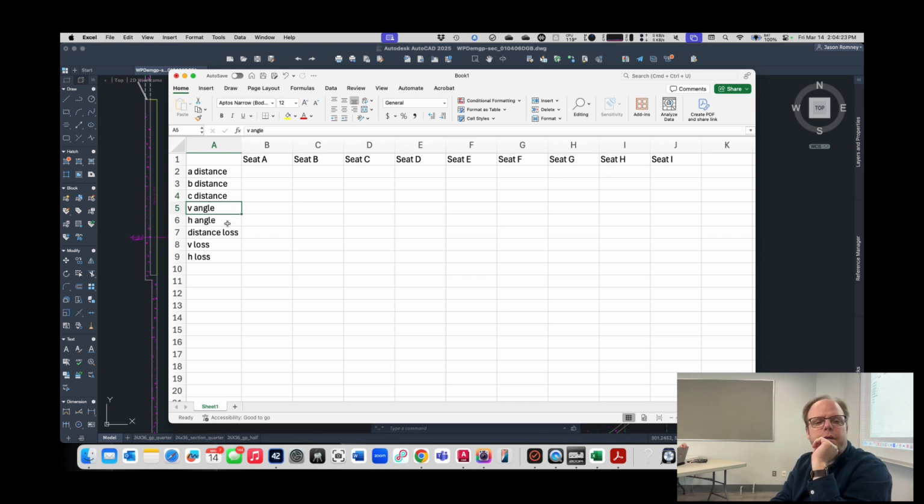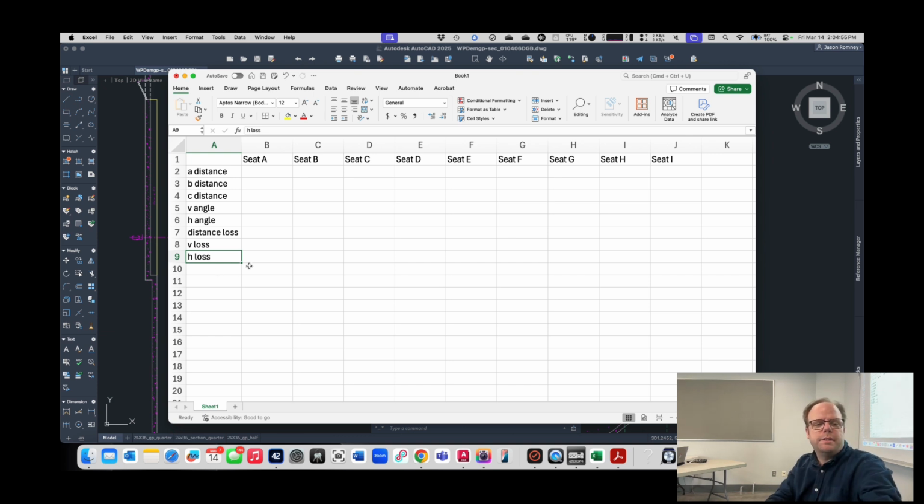And then I have a vertical angle and a horizontal angle, and this is the angle away from the axis of the loudspeaker, where it's pointed. Then I have a row for the distance loss. So what is the loss over distance that I'm dealing with? And then I have a row for the vertical directivity loss and a row for the horizontal directivity loss. So I'm just starting there. There's a couple things I'll add here in a minute, but that's where I'm starting.